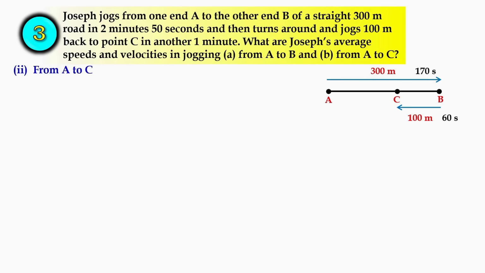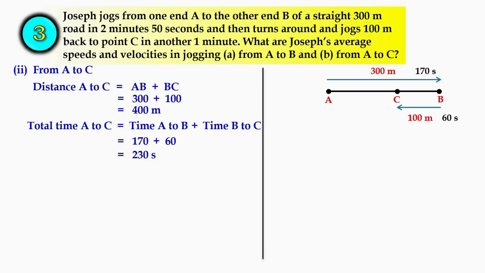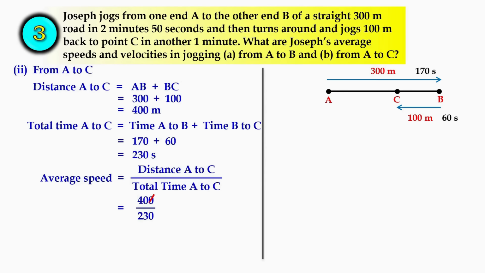From A to C. Now Joseph first runs 300 meters forward and then 100 meters backward. So the total distance traveled becomes 400 meters. The total time taken becomes 170 seconds plus 60 seconds, which equals 230 seconds. Average speed equals total distance divided by total time. So the average speed becomes 400 divided by 230, which is approximately 1.74 meters per second.